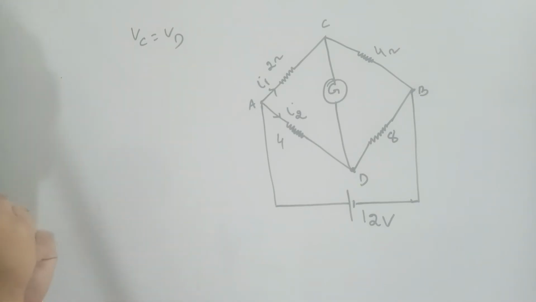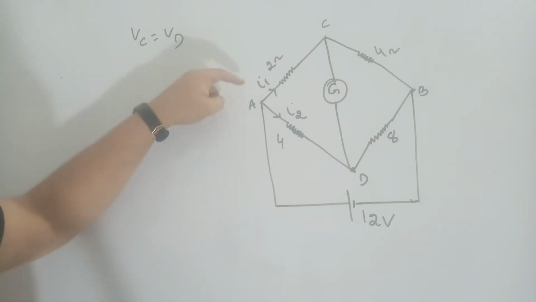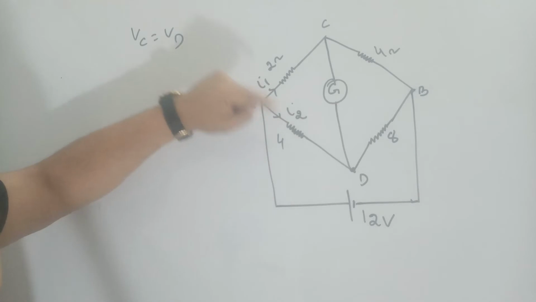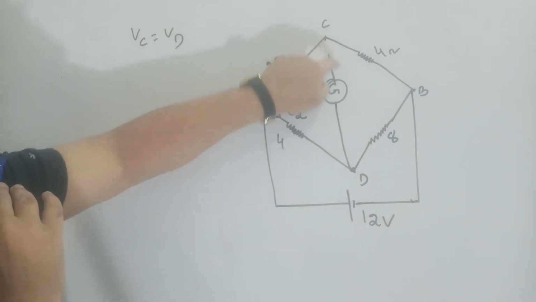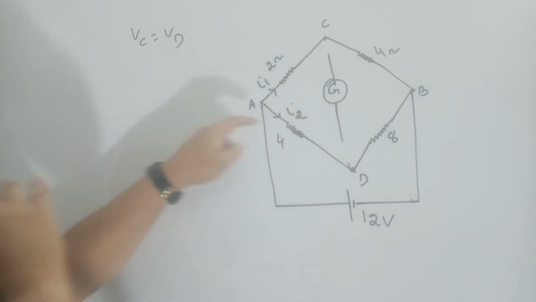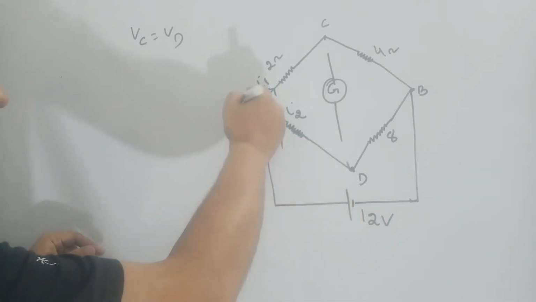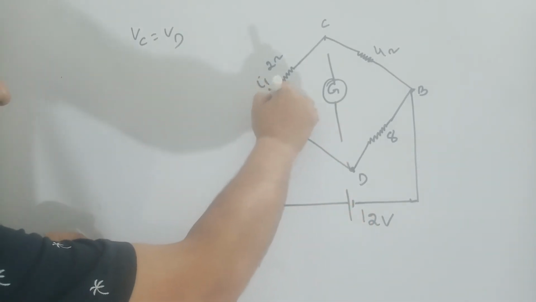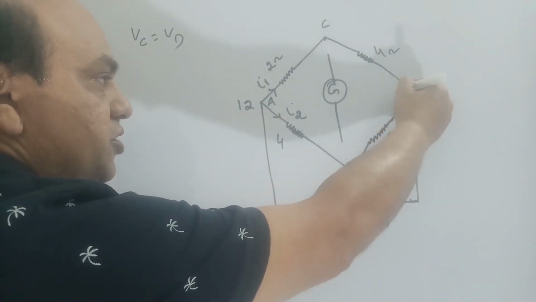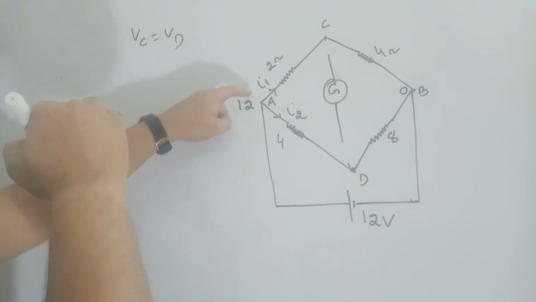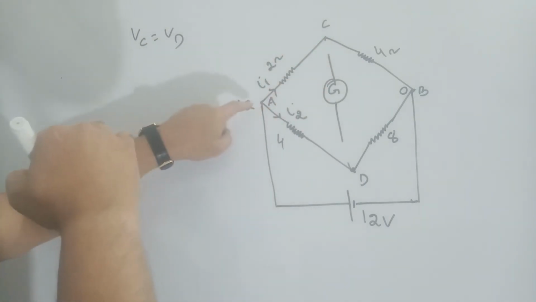So very simple. This is the 12 volt battery. This is I1 current flowing. We know that when the bridge is balanced, we can remove this R. So if this is 12 volt, I can say this point A is also at 12 volt. This point B is at 0 volt. So I can calculate I1 directly.